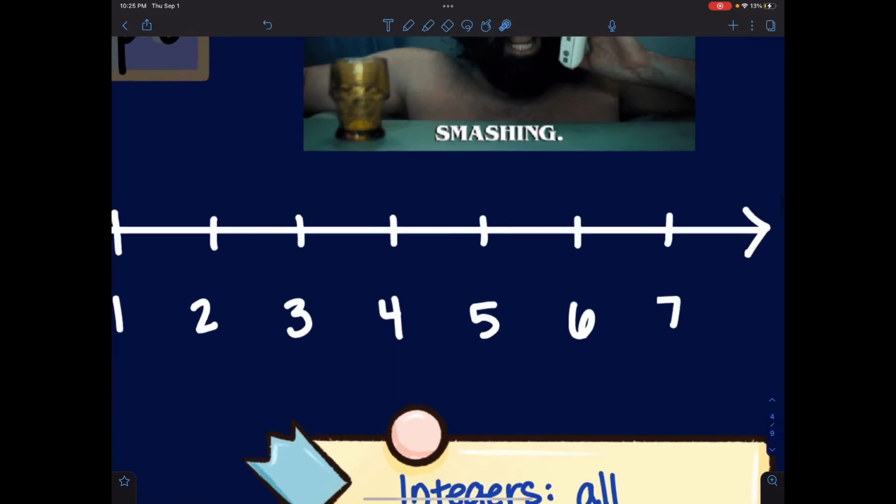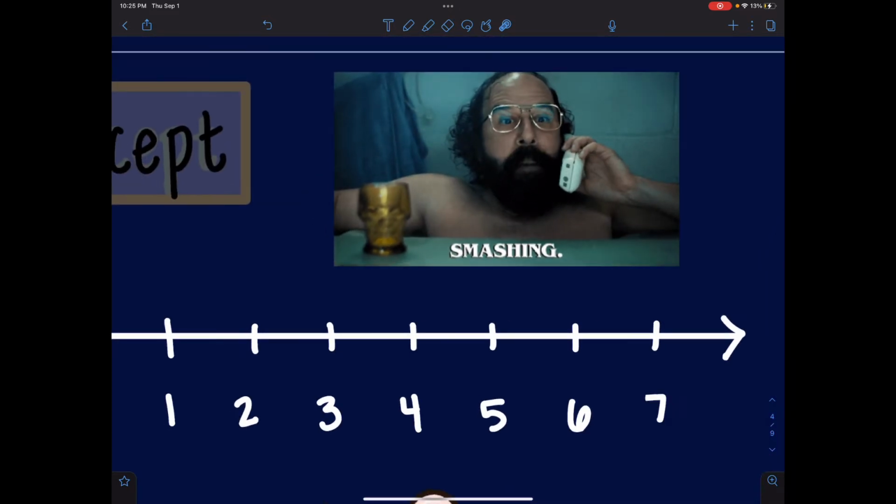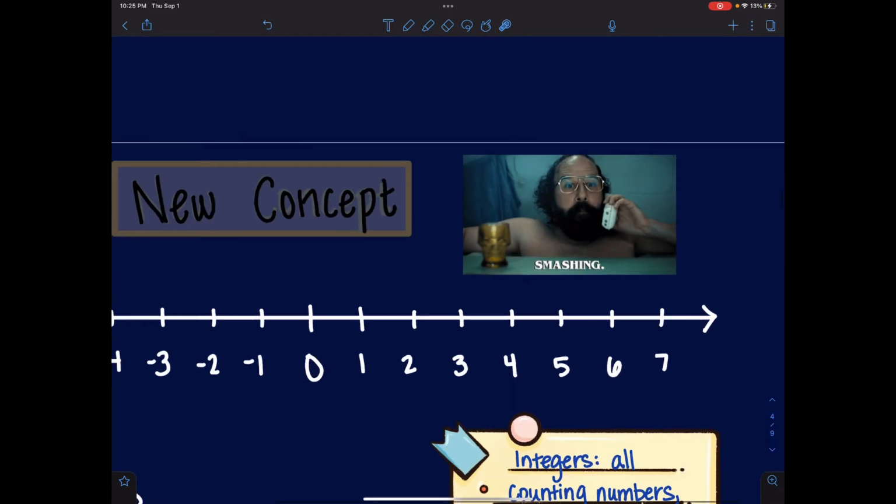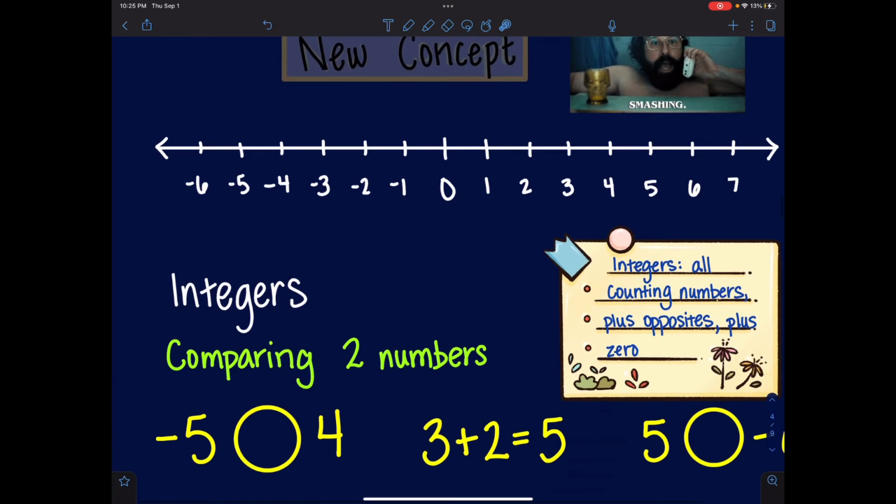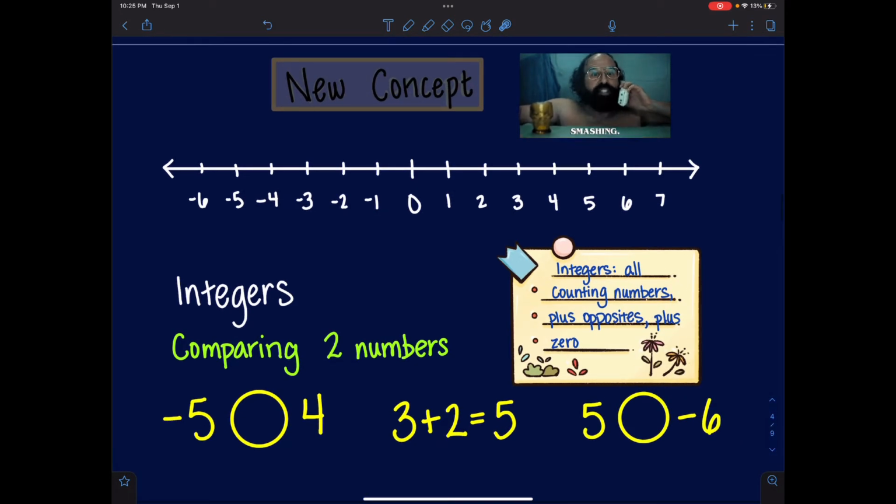And Murray seems really excited about that. It's a smashing idea. You're going to love this. I love Murray. He's like one of my favorite characters. All right, here we go.